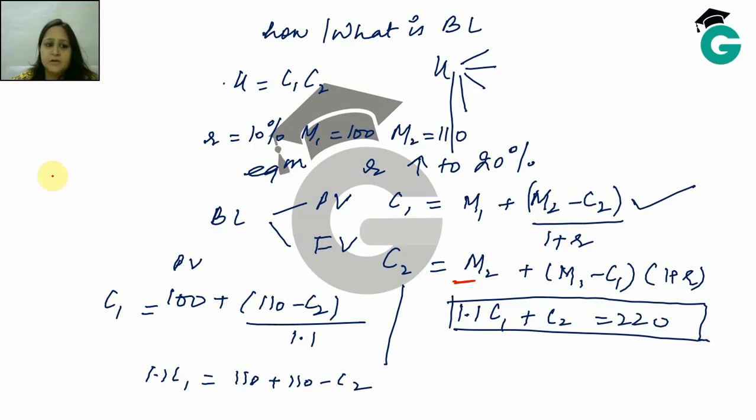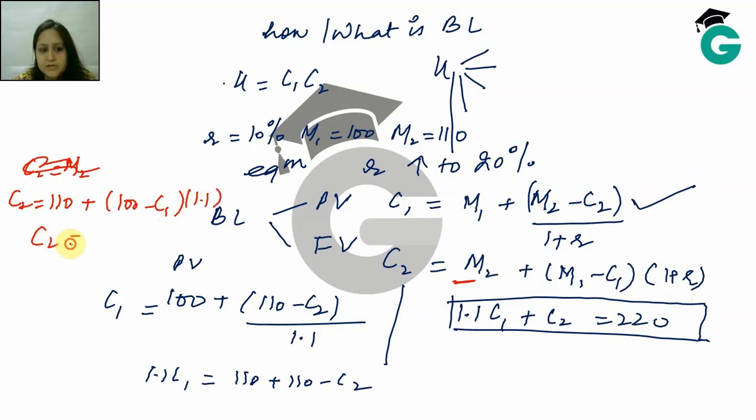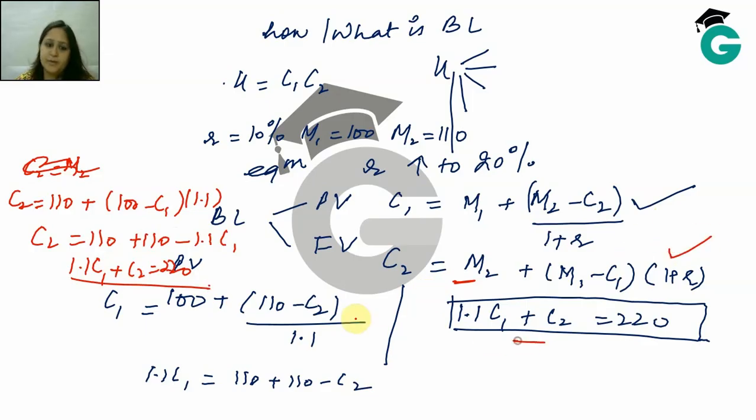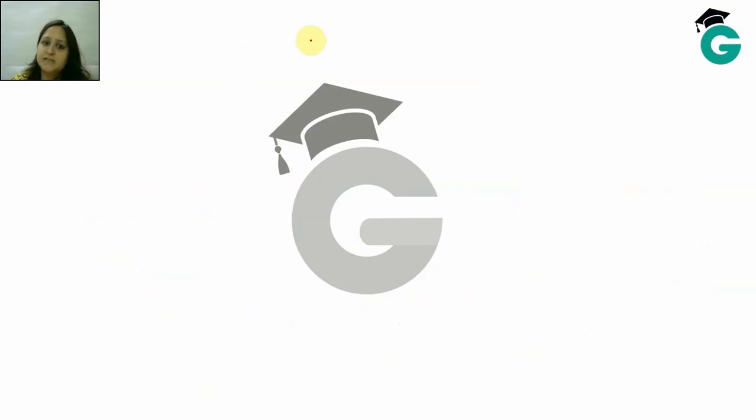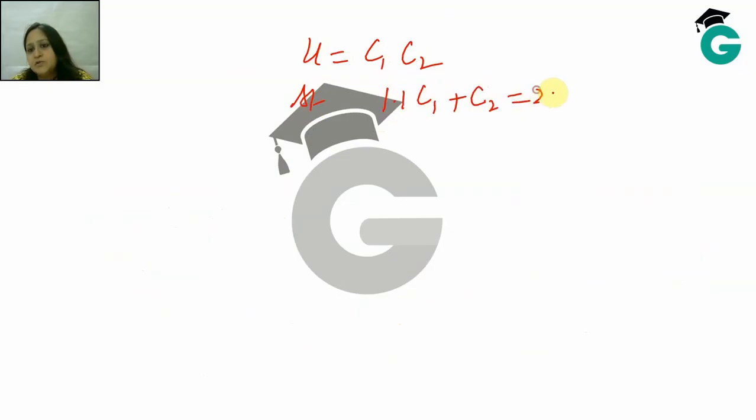Let me use this here. C2 is equal to M2 plus M1 minus C1 into 1.1. That is C2 is equal to 110 plus 110 minus 1.1 C1. That is 1.1 C1 plus C2 is equal to 220. So चाहे मैं ये वाला फॉर्मूला यूज करूँ या ये वाला फॉर्मूला यूज करूँ, my budget line has come out to be the same. So then once I figure out my budget line, I know my function is this, subject to the budget line 1.1 C1 plus C2 is equal to 220.